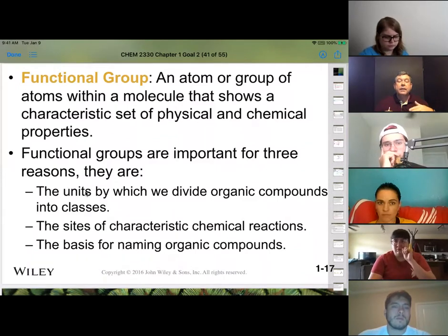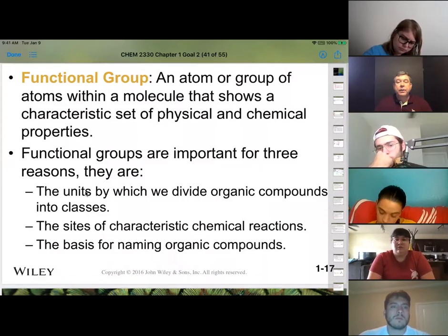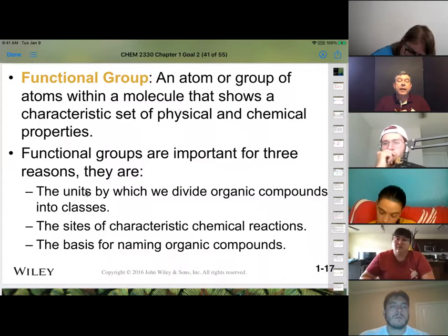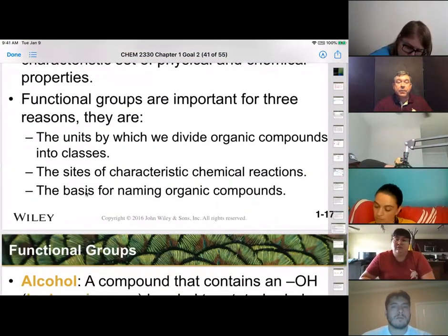The last thing it does is help us subdivide all our organic compounds so that we can name them. There's an entire class of naming structures called nomenclature, and we'll get into that as well. I even have a group activity.